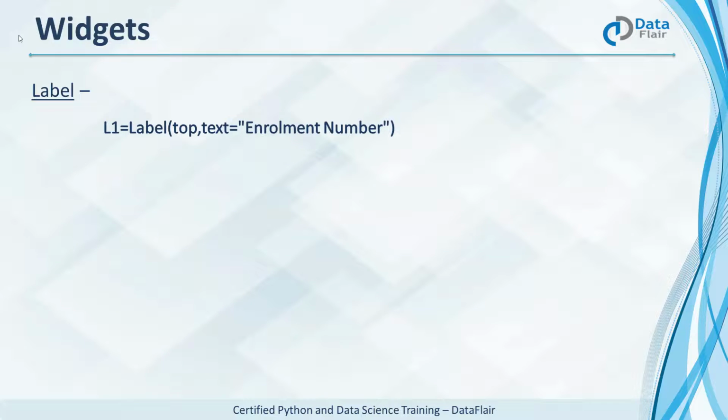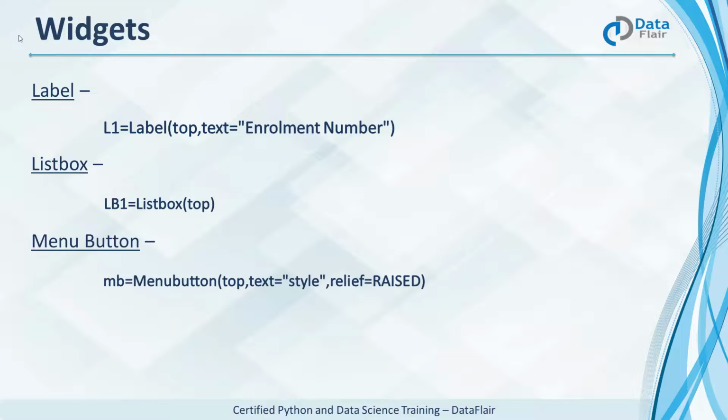Labels let us add single line captions for other widgets. A list box is a list of options for the user to choose from. We can add menu buttons anywhere in our window. Clicking this opens more options. And a menu lets us create an entire bar of menu. This can include file, edit, and more.